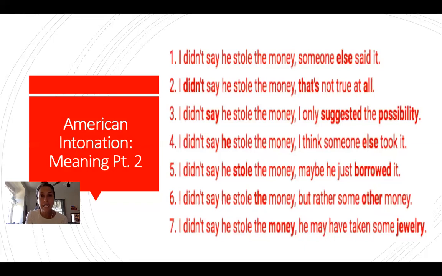I didn't say he did it. Someone else did. I didn't say he stole it. He might have borrowed it. I didn't say he stole the money. He stole some other money. And, I didn't say he stole the money. He may have taken something else.